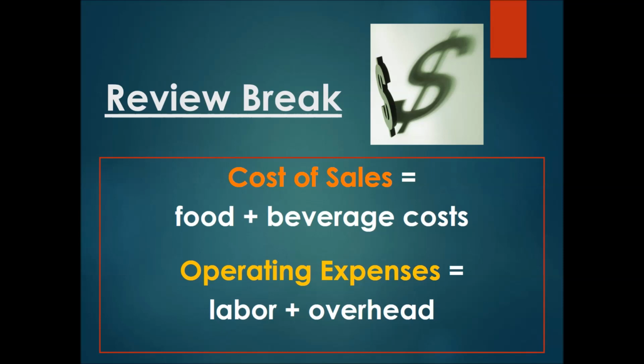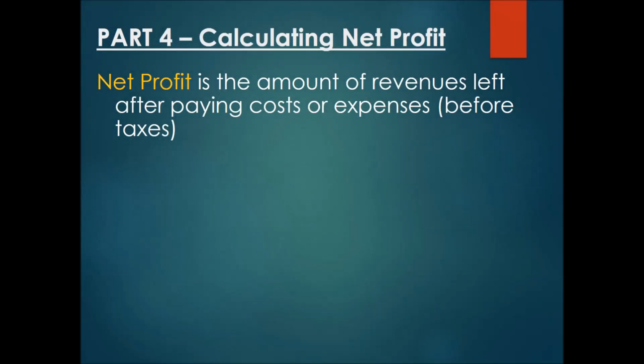Okay, so those are the two of our categories there. All right, now let's go into part 4, calculating the net profit. We've got our sales, we've got our cost of sales, we've got our expenses. So now we can take our total expenses and subtract it from our gross profit, and that will give us our net profit. It's the amount of revenue left after paying costs or expenses.